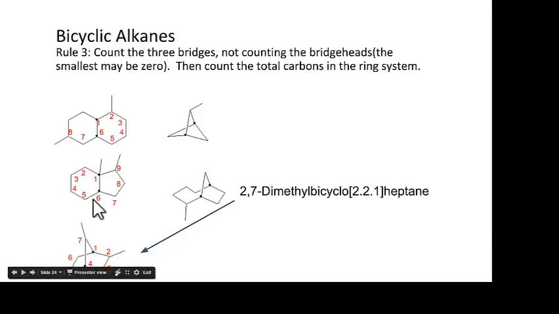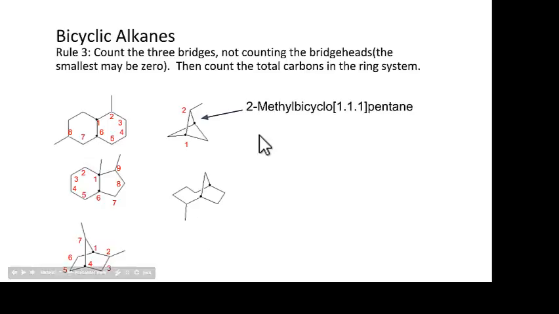And notice in these 2 examples we didn't have to go to the third bridge because there's no carbons in the third bridge. That's a 0-carbon bridge. But this one is a 1-carbon bridge, so it needs its own number, so that's carbon number 7, and that's where the methyl group is. So this is 2,7-dimethyl bicyclo[2.2.1]heptane. What about this one?